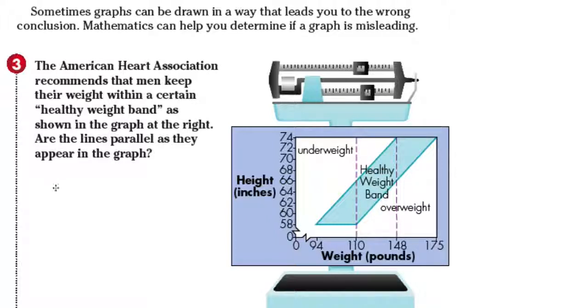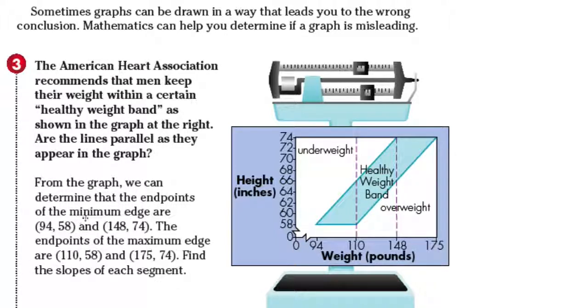Okay, so from the graph, we can determine that the endpoints of the minimum edge are (94, 58) and (148, 74). So this is (94, 58), and this is (148, 74). The endpoints of the maximum edge are (110, 58) and so on.